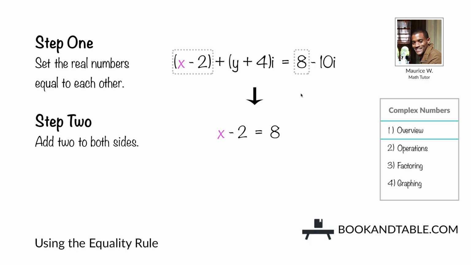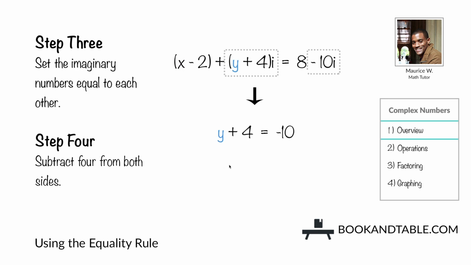So the first thing that we will want to do is step 1, set the real numbers equal to each other. So we have x minus 2 is equal to 8. And now by removing the imaginary numbers from this, we can solve for x. So we'll want to add 2 to both sides to isolate x on the left side. And 8 plus 2 shows us that x would be equal to 10.